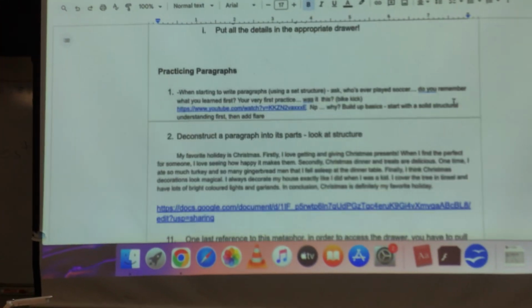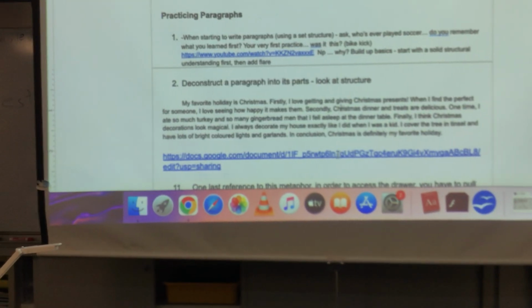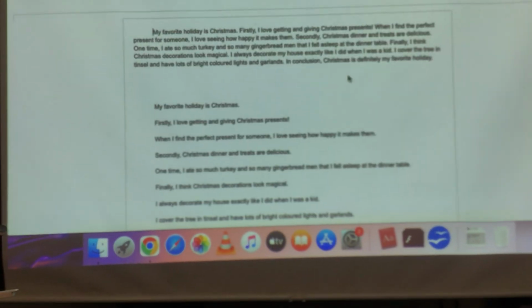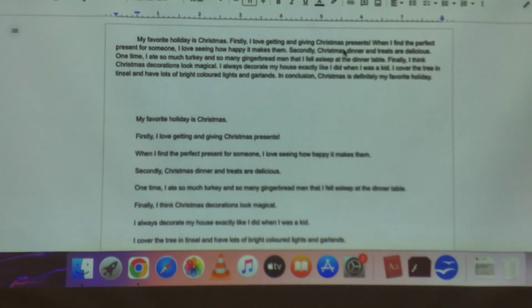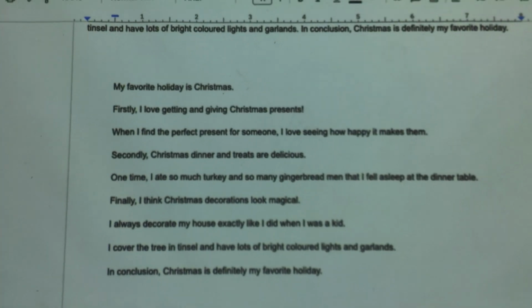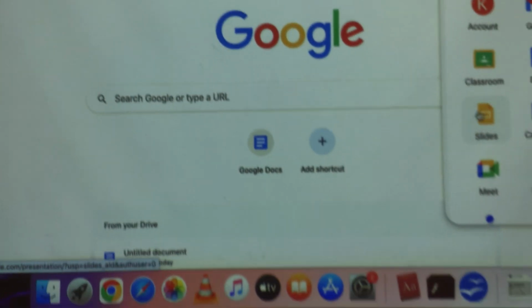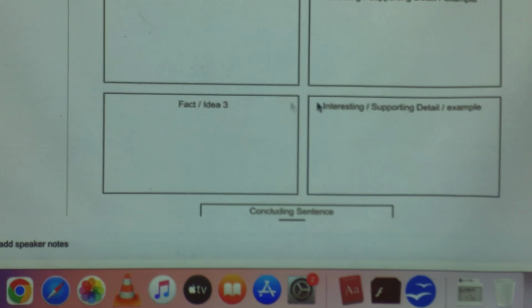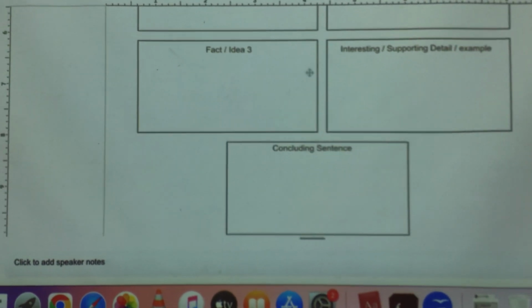So I'm showing them a paragraph. We looked at this paragraph today. I read it. My favorite holiday is Christmas, and so on. Firstly, I love getting. Secondly, this. So basically, I have used, and I should have pulled it up for you, a resource I found once. It is a schematic for paragraphs. Introductory sentence, first fact or idea, interesting supporting detail or example, second fact or idea, interesting supporting detail, third idea, interesting supporting detail, and concluding sentence.